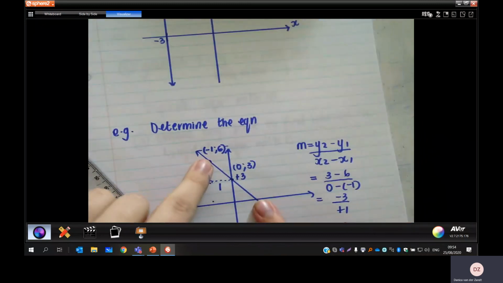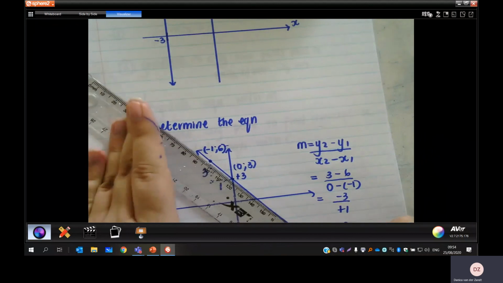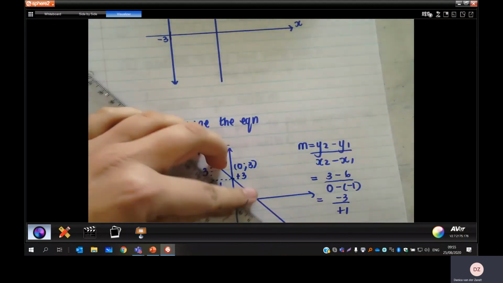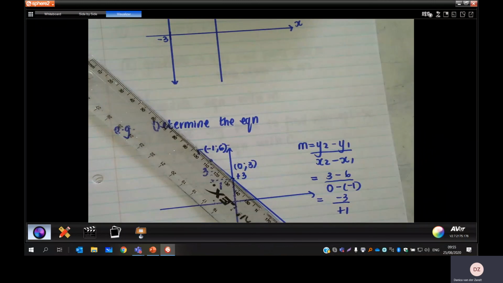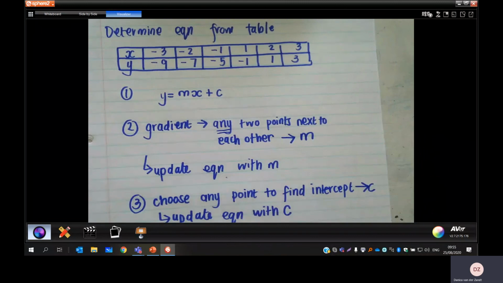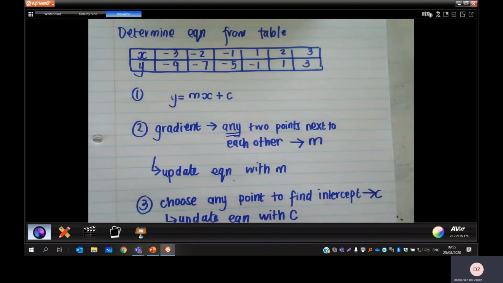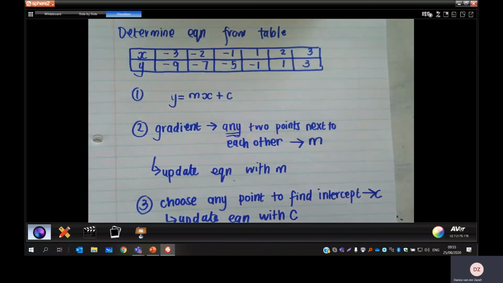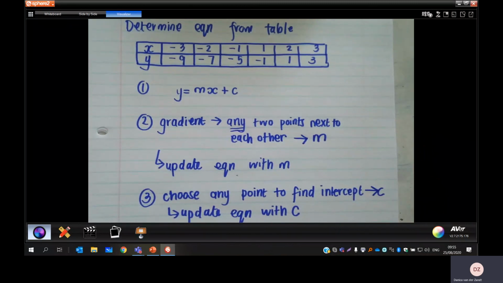If I take that point and that point, I can still connect it in exactly the same straight line with a ruler. Or that point and that point, still the same straight line with the ruler. That is telling me that my gradient is always the same regardless of which points I take. So that is why I say when we do these steps, take any 2 points next to each other, and I only say next to each other so that the sum is a little bit easier. Once you've done that, all these points are on the same line, so it doesn't matter which point you take to find your y-intercept.